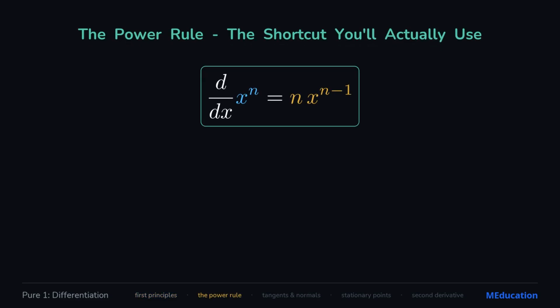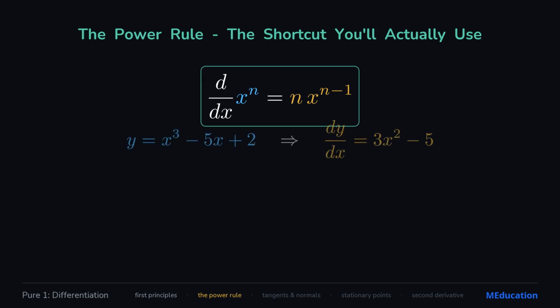Doing that limit by hand every time would be exhausting, and mercifully you almost never have to. For any power of x, there is a one-step rule. Bring the power down to the front as a multiplier, then knock the power down by 1. That is the entire engine of pure 1 differentiation. So x cubed differentiates to 3x squared. The 3 drops down, the power falls to 2.